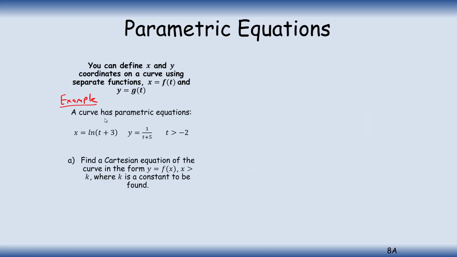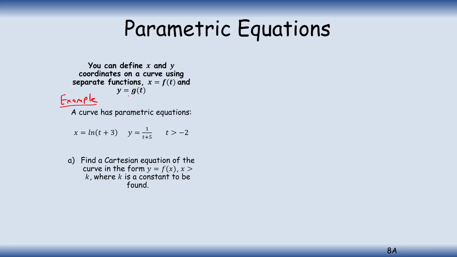Okay, we've got another example. So make a note of the example. We've got a curve with parametric equations x equals the log of t plus 3 and y is equal to 1 over t plus 5, where t is greater than -2. And they want us to find a Cartesian equation.